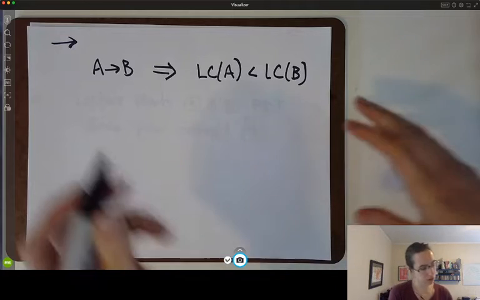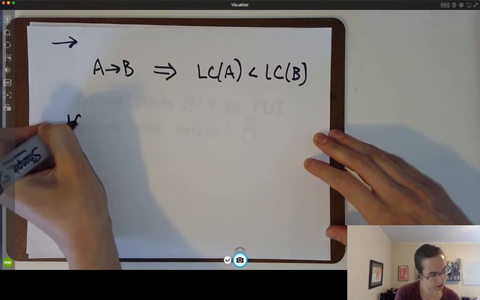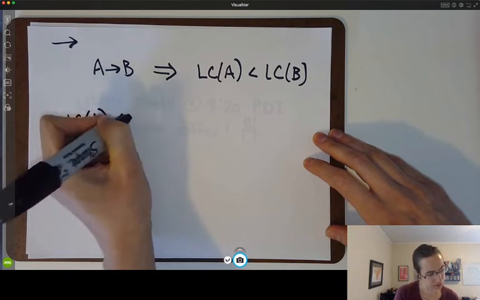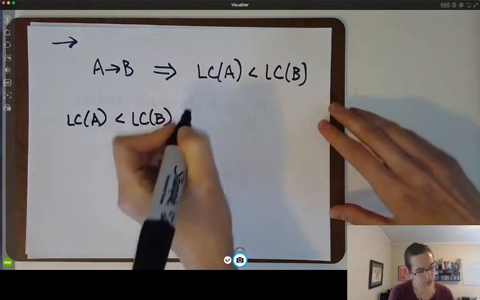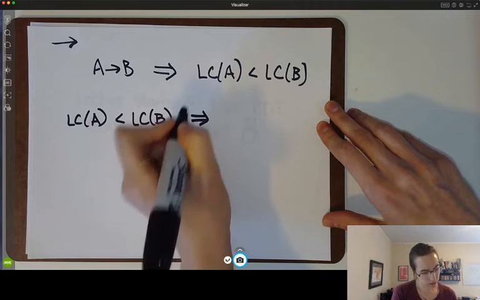But what about the other direction? If the Lamport clock of A is less than the Lamport clock of B, then is this true?